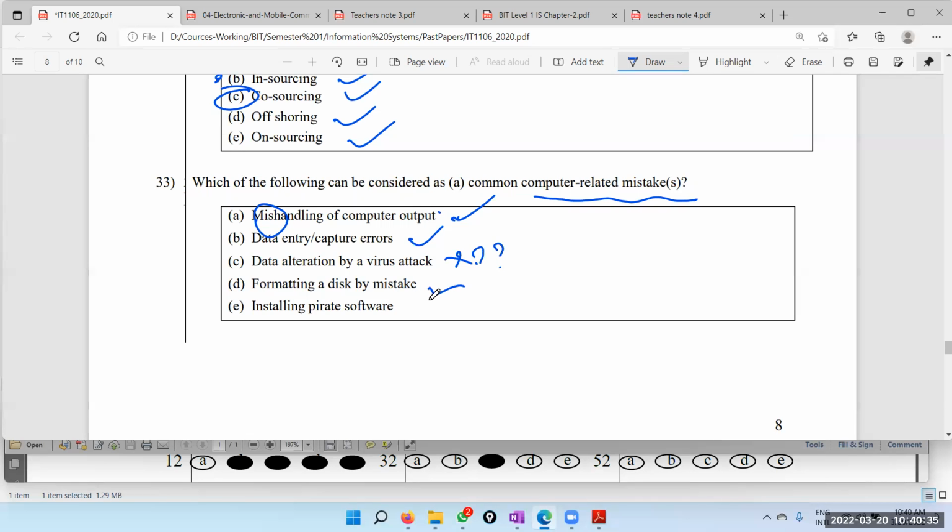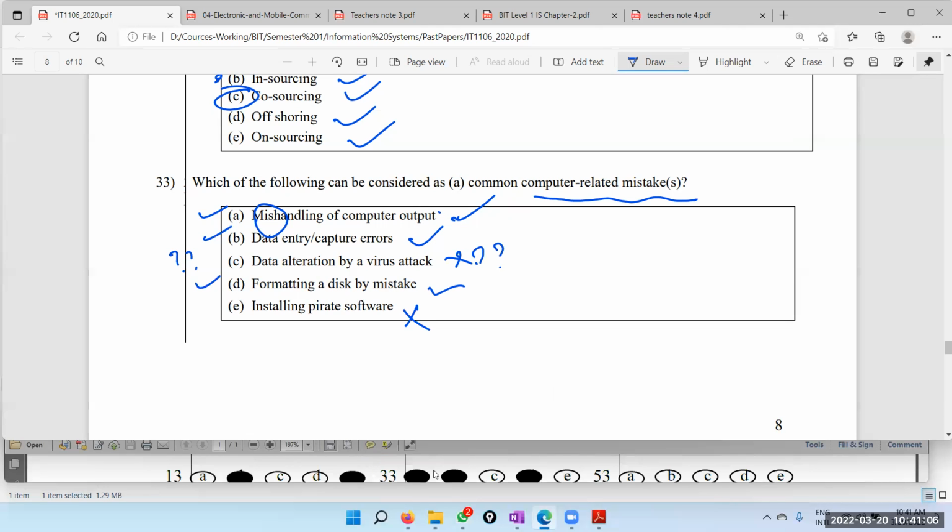Installing pirated software. That is not a mistake. Mistake. Data alteration by a virus attack, but that is an attack, right? Attacks are not mistakes, but it can happen due to our mistakes. Right. I will go for A, B, and D. I'm not sure about C. Okay, A, B, D.